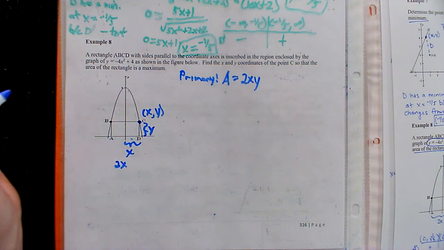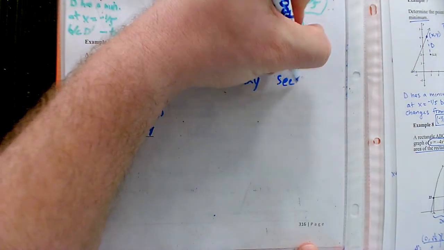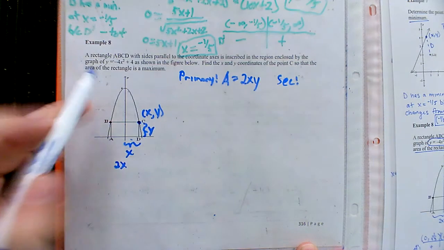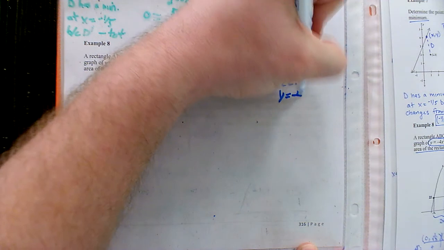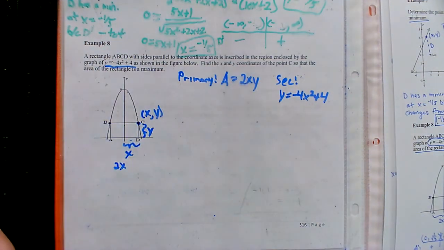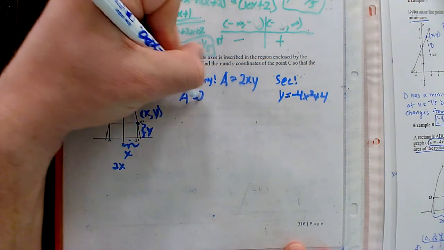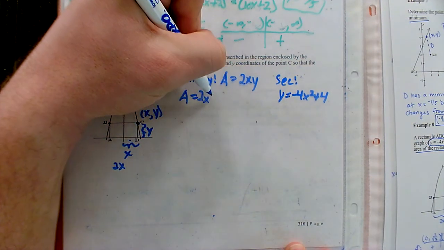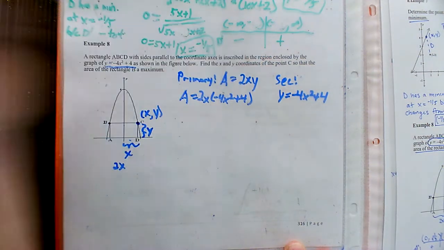Good. And I have two variables, so I need that secondary equation, and they give that to you right here. Negative 4x squared plus 4. Go ahead and plug that into your original. A equals 2x times negative 4x squared plus 4.